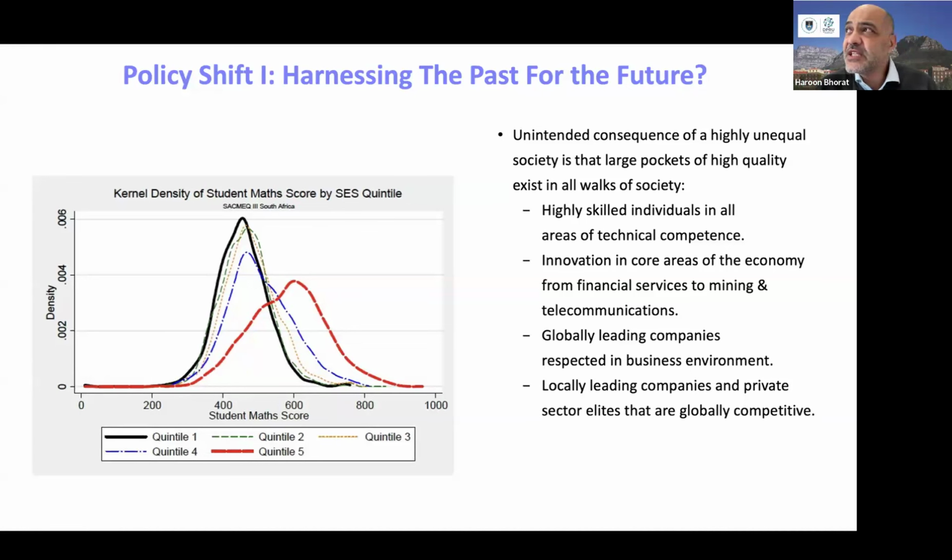So what I'm trying to suggest are what I call policy mindset shifts, and these have been presented to the Ministry of Finance and what is called FOSAD, the Forum for South African DGs. And so hopefully we'll try and feature this somewhere in the senior policy discourse. But the first is what I've called harnessing the past for future economic policy making.